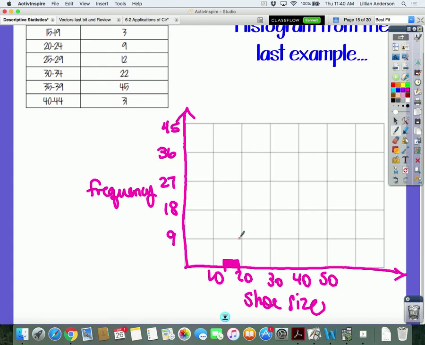20 to 24. Halfway there. All you're doing is making an old school bar graph, like what you did in elementary school. Yes, exactly like what you did in elementary school. Okay? 25 to 29, you're going up to 12. 4 of them. All right? You guys finish off your histogram.